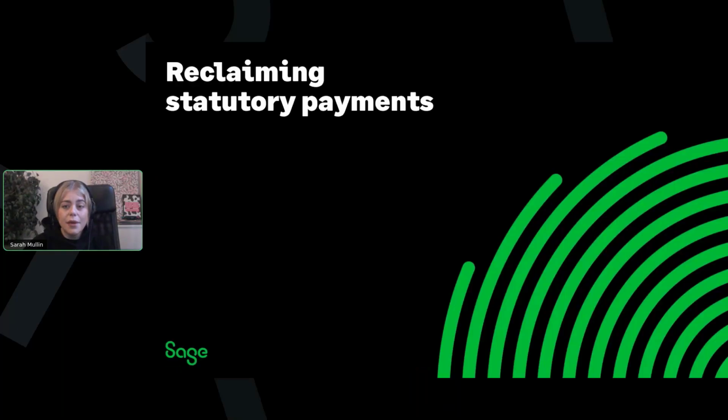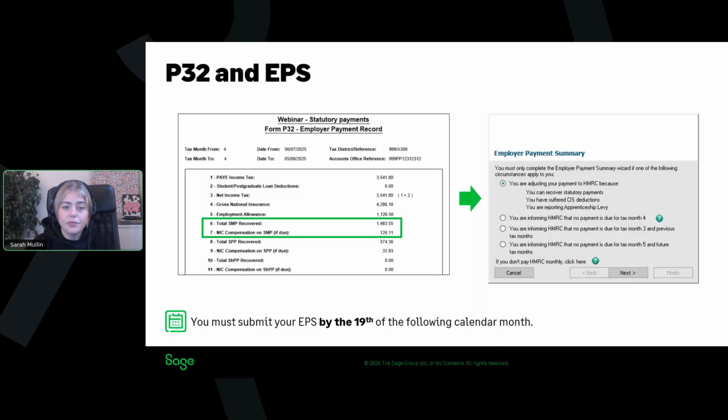So we are at the point where we have processed payroll. We've finalised our January pay period. So I do want to move on to what we need to do actually after processing our statutory payment. So simply two parts to this, that is running our P32 and then submitting our EPS as well.